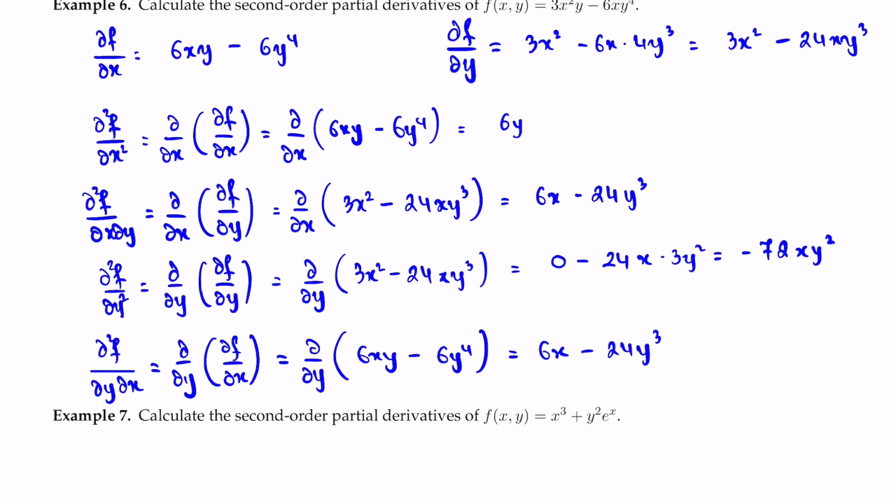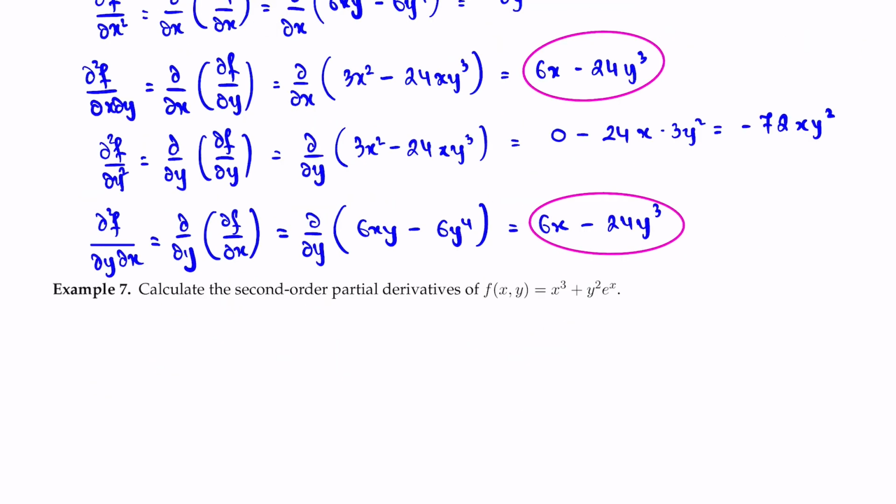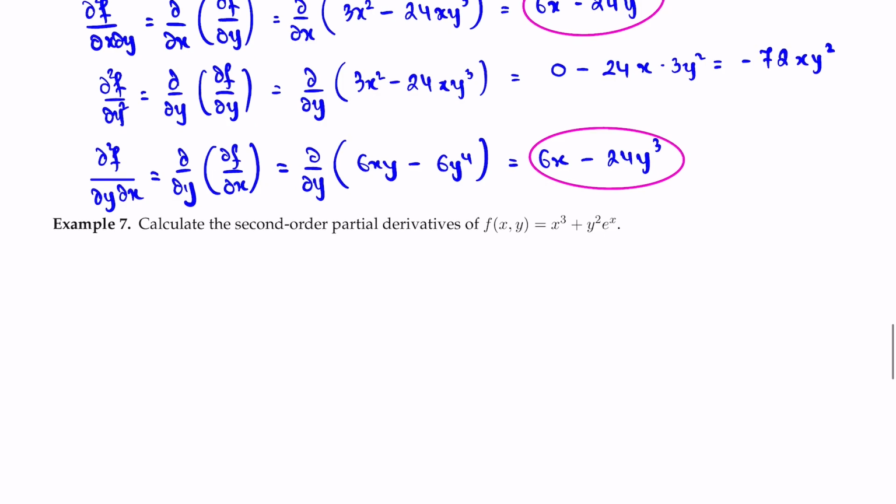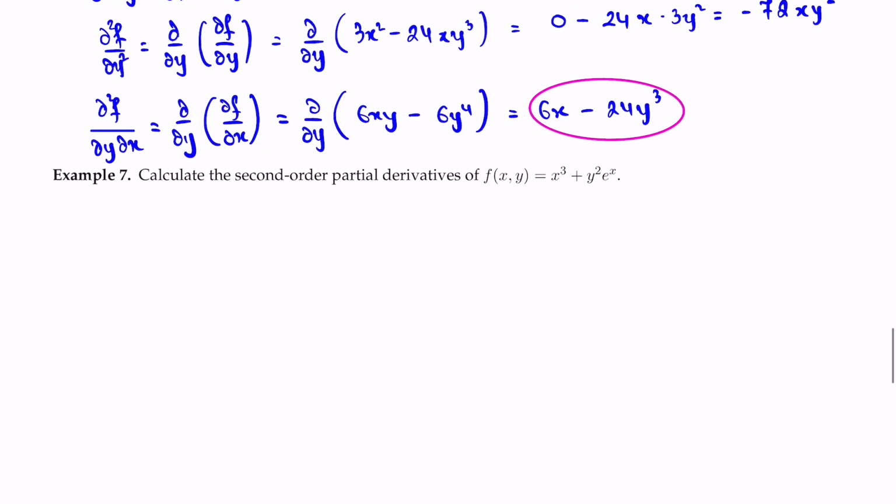and minus 24y cubed. Now, when you take a look at the result of the second order partial derivatives, you can see that for the mixed partial derivatives, the results are the same. We're going to arrive at one theorem a little bit later that is called the Clairaut theorem, to indicate that if a function is continuous on its domain, then the mixed partial derivatives are going to be equal to one another.